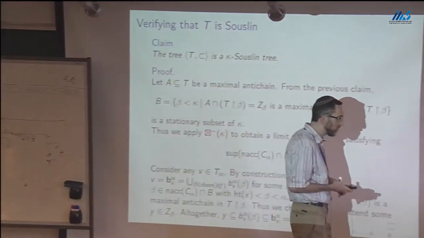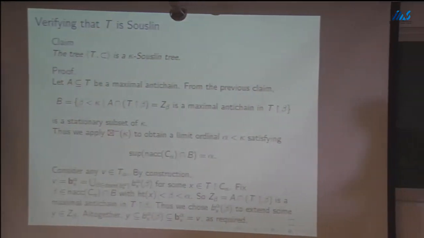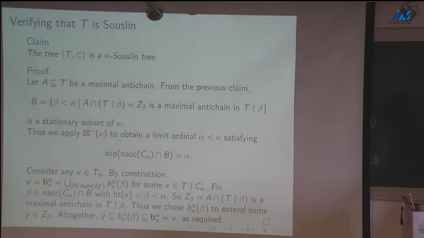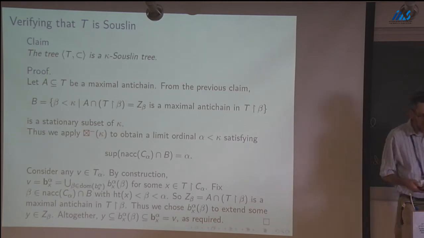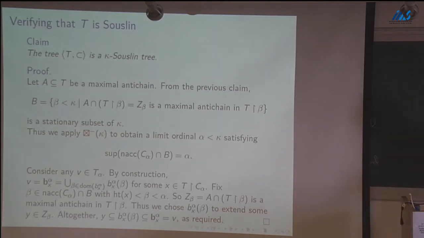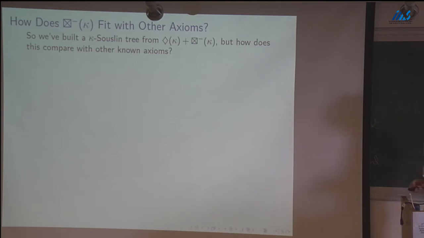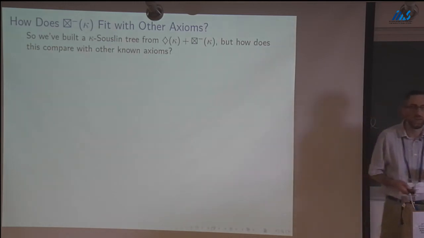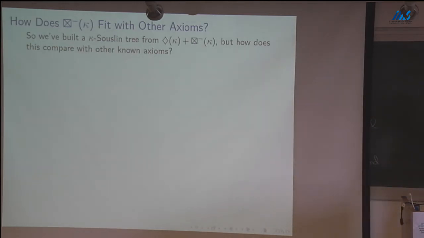Okay. So that more or less does complete the proof that T is a Souslin-tree, a Kappa Souslin-tree. Okay. So now, let's see what questions. How does this fit with the other axioms? We've built a tree from our new axiom. How does that relate to the other axioms?